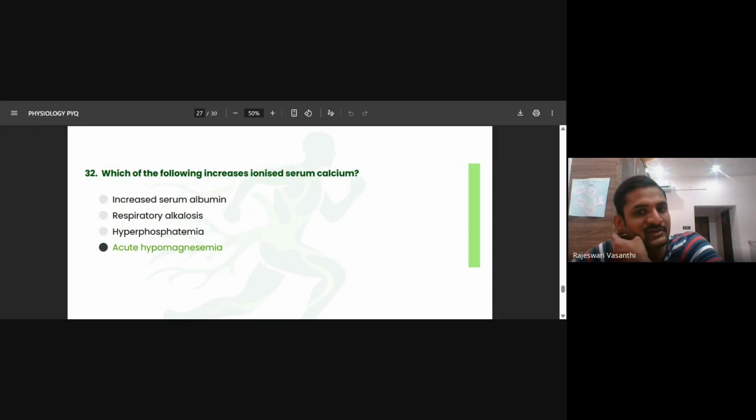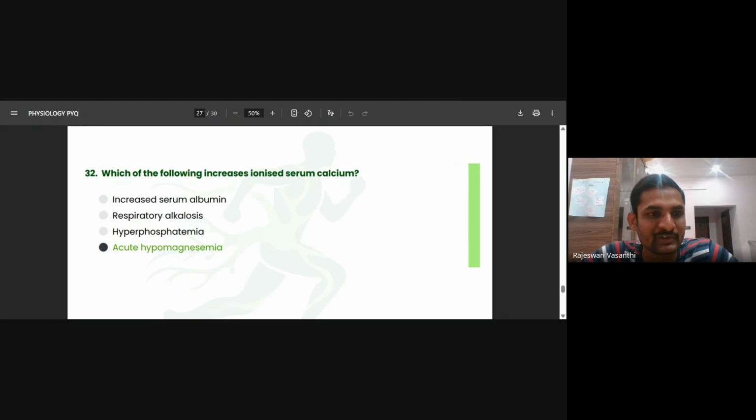Which of the following increases ionized serum calcium? Increased serum albumin, respiratory alkalosis, hyperphosphatemia, acute hypomagnesemia. We will discuss these choices one by one. Increased serum albumin: whenever serum albumin level is high, more calcium binds with it. We all know calcium binds with albumin. If serum albumin is more, it binds with more calcium. It increases the bound calcium component, such that the ionized serum calcium level gets decreased. This will decrease the ionized serum calcium level.